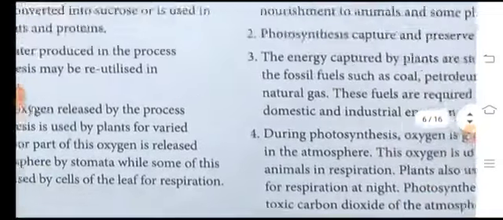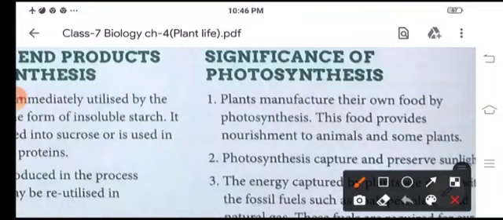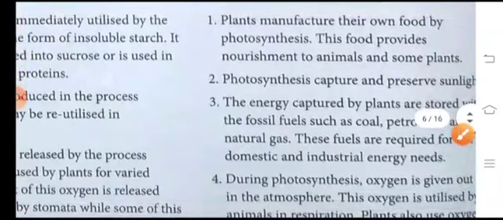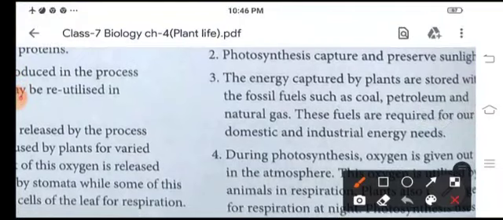Now the significance of photosynthesis. So what is the importance of photosynthesis? Now plants manufacture their own food by the process of photosynthesis, and the food which is manufactured provides nourishment to animals and some plants. Photosynthesis captures and preserves the sunlight, and the energy which is captured by the plants is stored in the fossil fuels like coal, petroleum and natural gas. Now these fuels are required for our domestic and industrial needs.